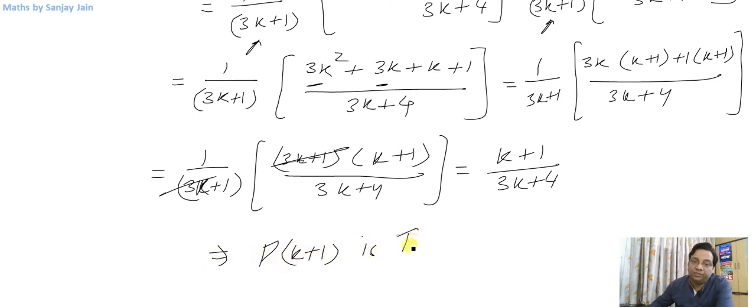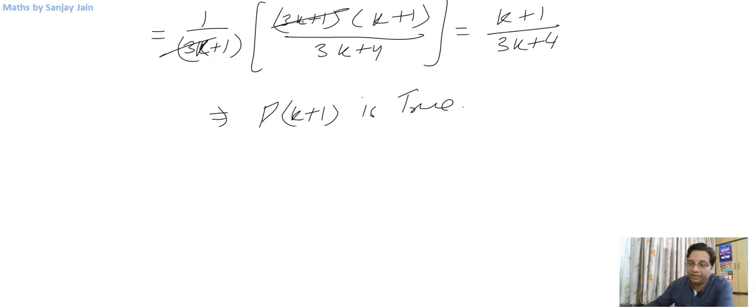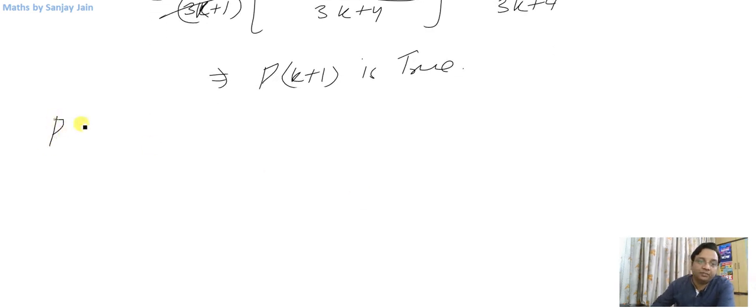So my question is over. Just the last statement that you need to write, you can write here. What was that? That p of 1 is true.